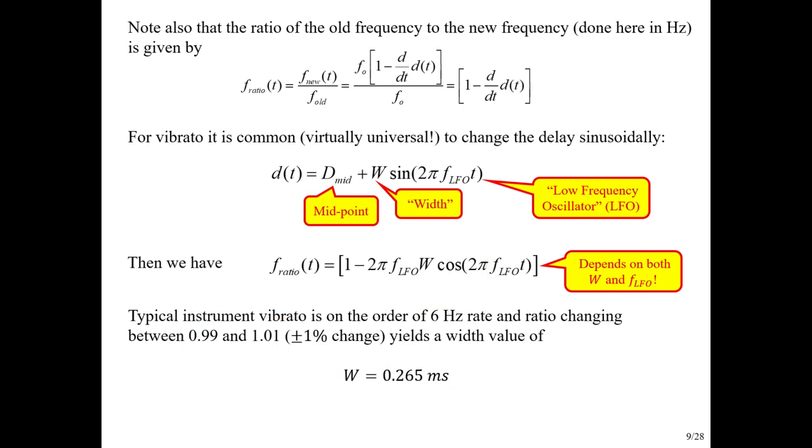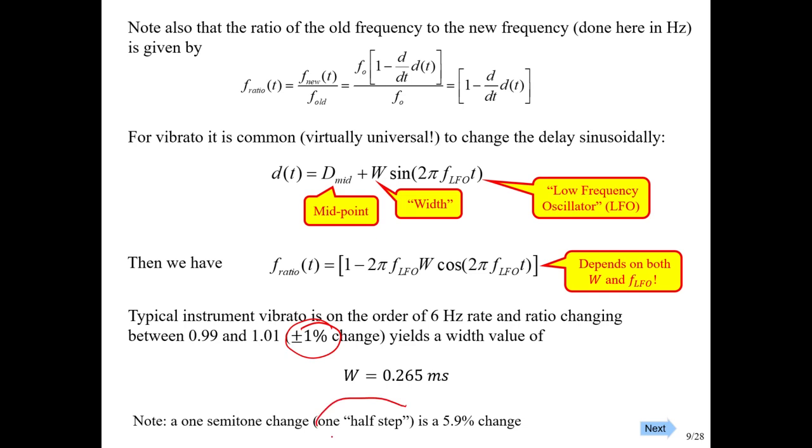So remember, D mid, irrelevant. You just want to pick D mid big enough so that whatever you set your maximum width to, you don't run out of delay cells in each direction. And just as a point of context, we're talking about an up or down by 1%. A half step change in pitch.